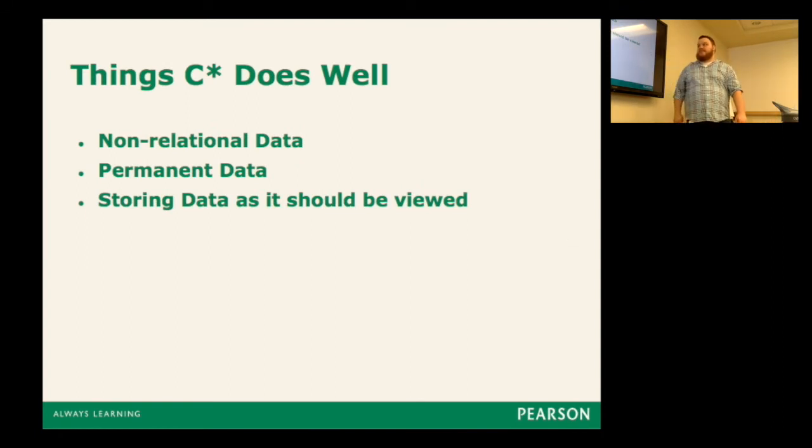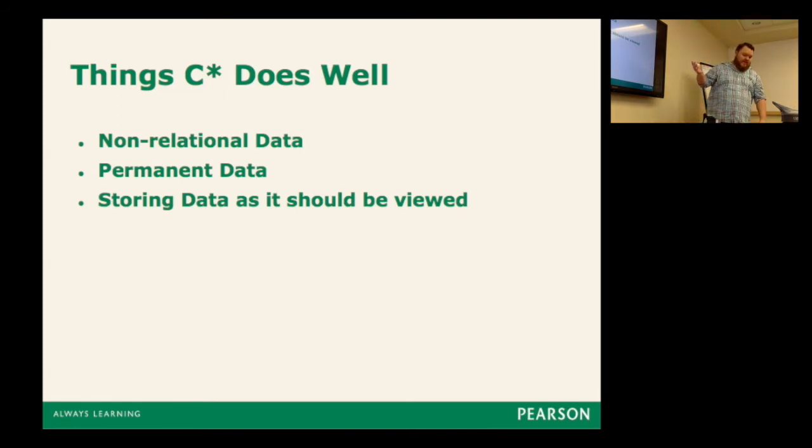Things Cassandra does well: non-relational data, it really does that best. If you have relationships, you need to denormalize your relationships out, so where you have all the data you need to see in one column family. Cassandra has maps and sets that you can also store as part of its data types, so that helps. So if you need to have things that have many things, that's one way to approach that problem.